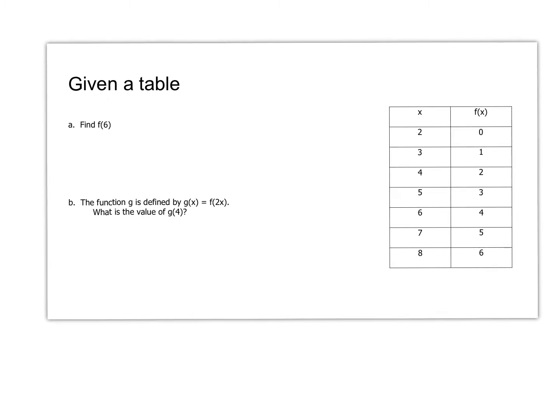Okay, so given a table. Over on the right side here, you're going to see a data table, x and f of x. And remember, f of x really just means y. We're going to be told to find f of 6. The first thing we have to remember is function notation is f of x equals mx plus b, typically in a linear function.